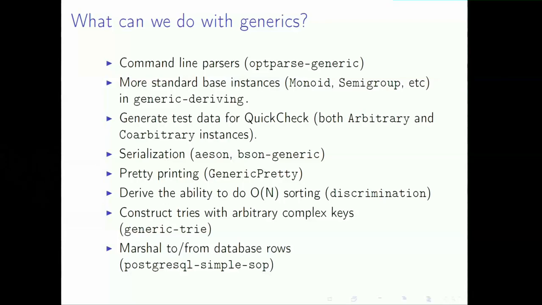I showed you earlier that the tuple of two types that are monoidal is indeed a monoid itself, and that actually carries forward to the product of an arbitrary amount of types. And that's exploited in the generic deriving library. We could generate test data using QuickCheck, some more serialization, some more pretty printing. We can do O(N) sorting, which is a kind of interesting application of generics.